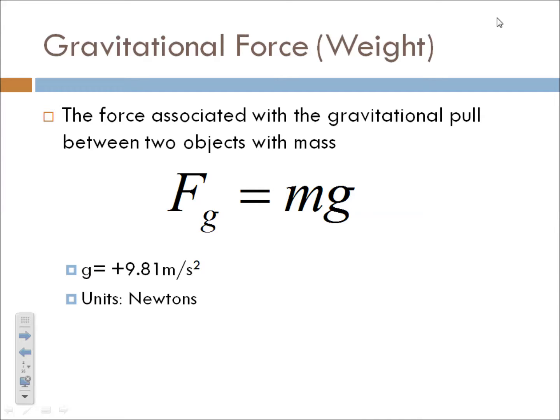F with the subscript g is going to be our force of gravity, or the weight of the object. M is going to be the mass of the object. And this little g is our acceleration due to gravity. We're going to start using this little g instead of an a for acceleration, because it's a very specific acceleration, and we're also going to want to use a for acceleration at a different time.